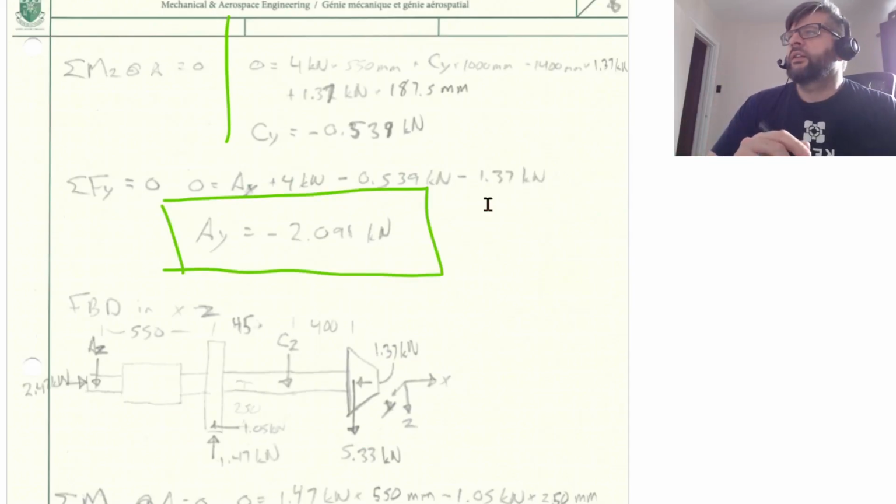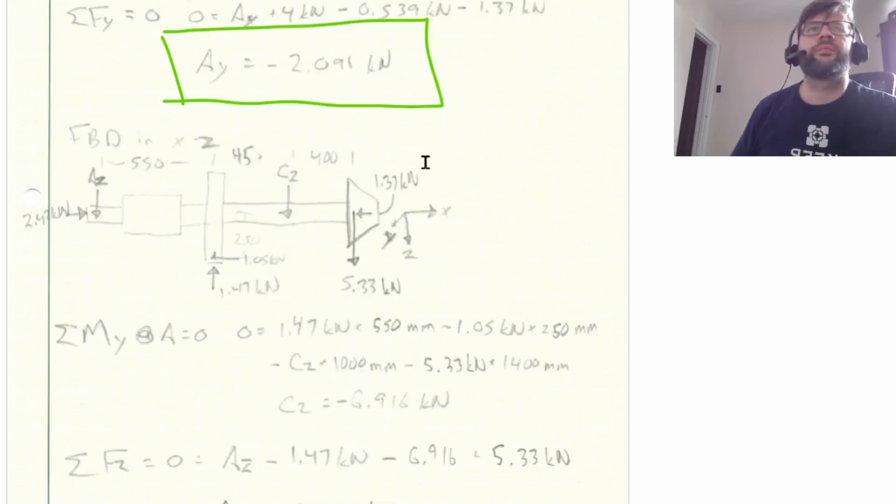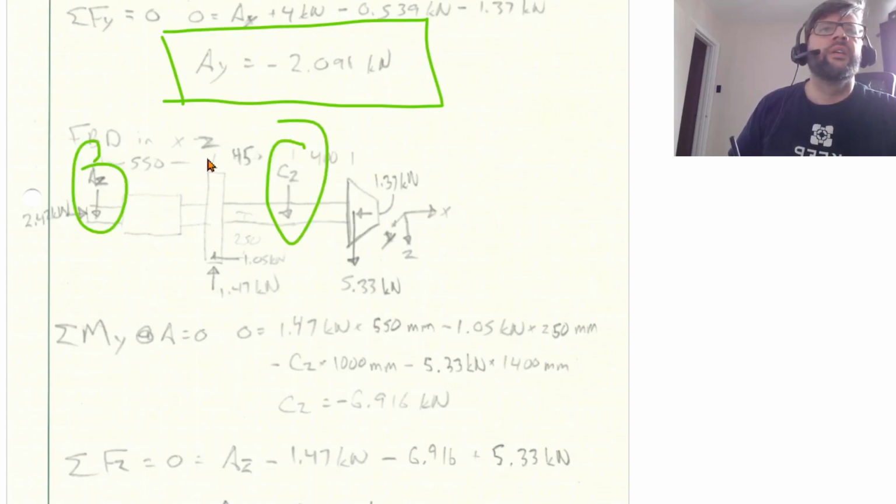And then next up, move on to the XZ plane. So again, I'm just going to be omitting any forces in the y direction on this graph. So at this point, we've got our unknowns of AZ, CZ.